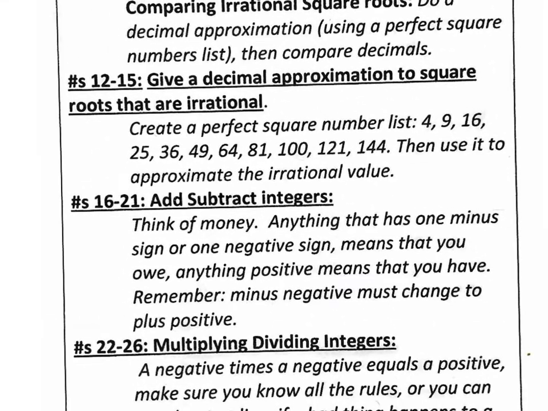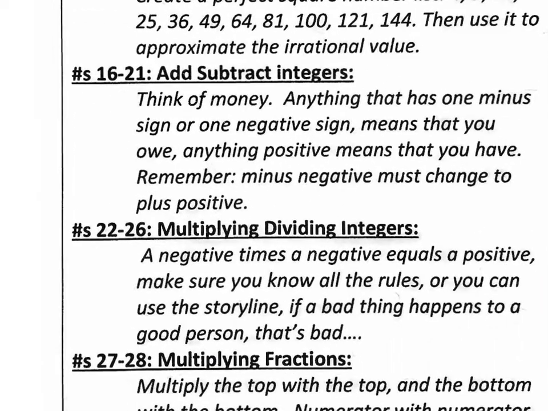So obviously, there's going to be more of those. It says right here that for the decimal approximation, we have 4 of them, 12, 13, 14, 15. The next section, 16 through 21, is adding and subtracting integers. That's my favorite because, in my opinion, it's so easy. All I have to do is think of money.